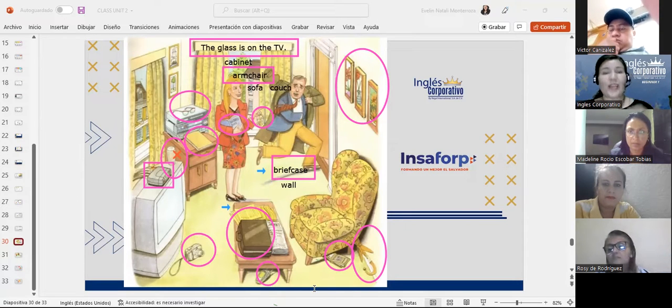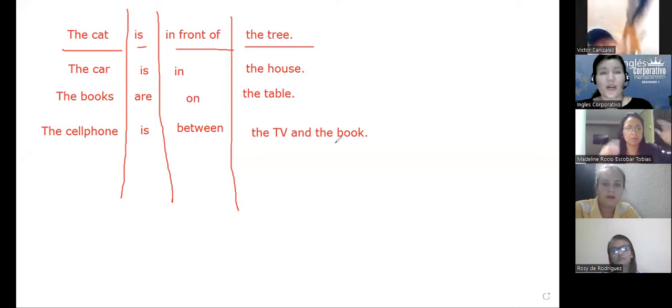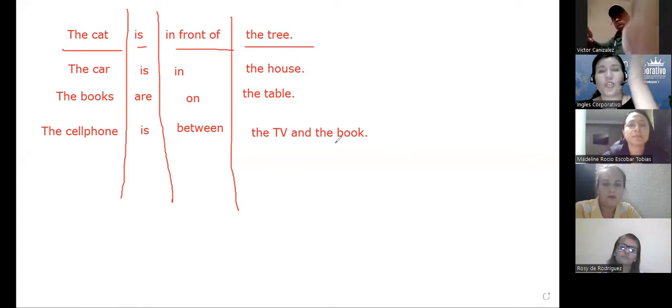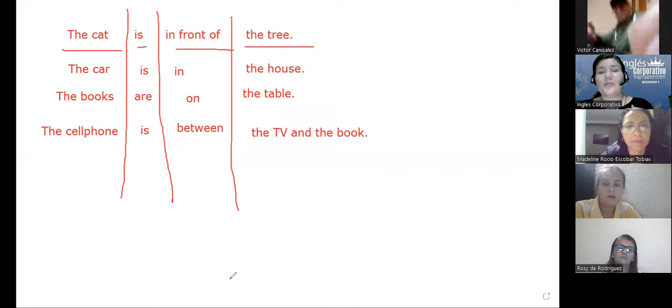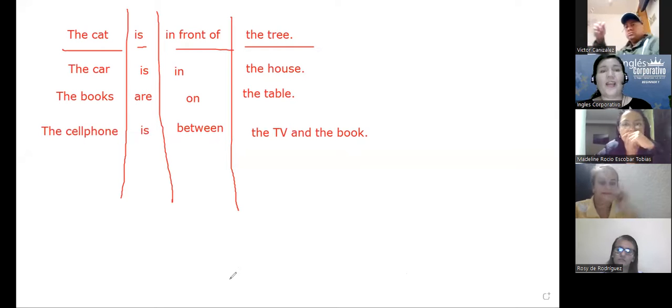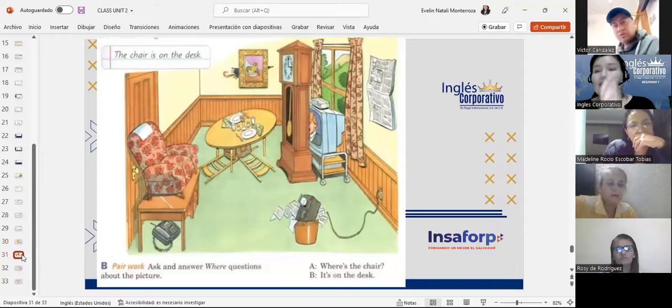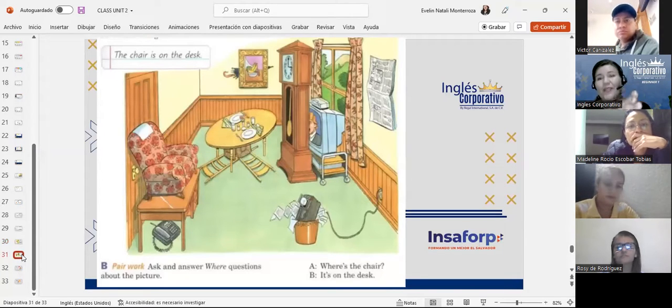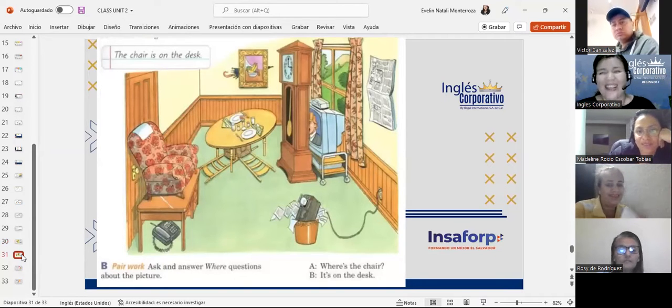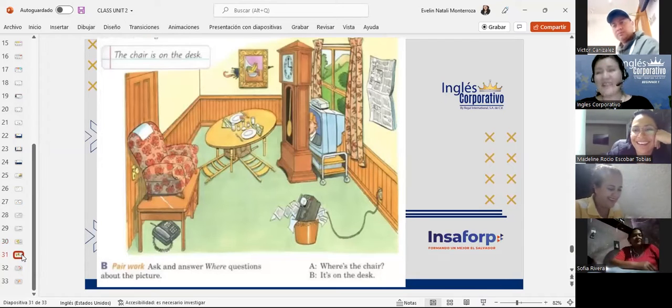Remember that we need to follow the structure, right? Que no se les olvide la estructura. ¿Por qué? Porque es importante que sigamos como el orden, right? The object, the verb, the preposition, and the complement. Now, I am going to go back here because I have another picture. What is the problem with this picture? ¿Cuál es el problema aquí? There are objects que todo está everywhere. El orden. There are objects everywhere, right? Tell me, where is the television?